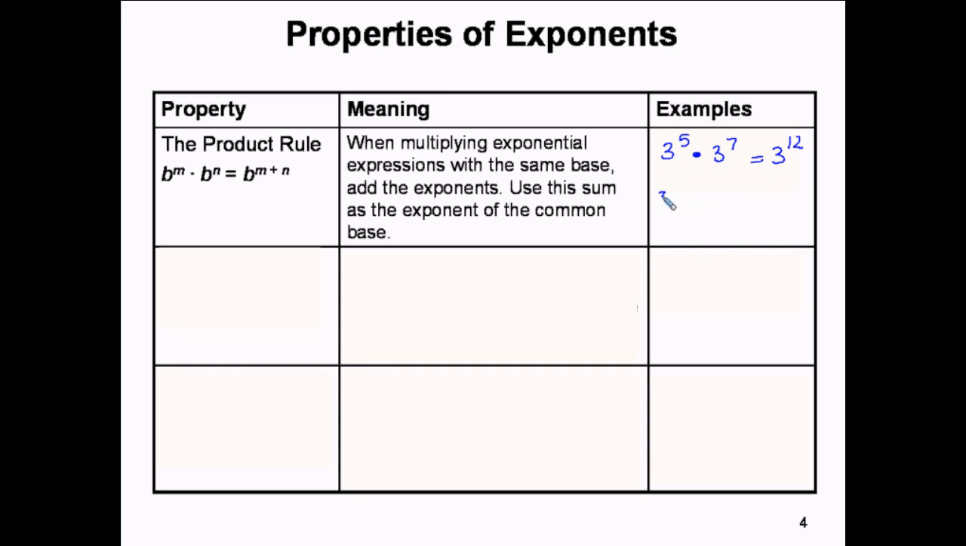Why that works is because 3 to the 5th is 5 3s, and 3 to the 7th is 7 3s. And if I multiply them together, I count them all up, I have 12 3s. But rather than expand it all out and then count it all up, we have a nice shortcut rule that says just add those together and be done with it. Okay, those two things have to match. So that's what I mean, same base. This is the base.